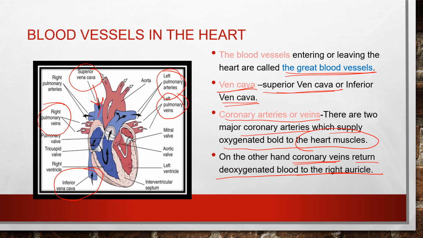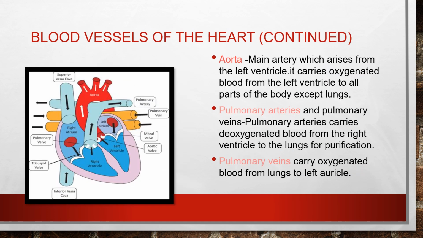So there are two major coronary arteries which supply oxygenated blood to the heart muscles, and on the other hand coronary veins carry deoxygenated blood to the right auricle. Is it clear? Now the aorta, that is the main artery which arises from the left ventricle, and it is carrying oxygenated blood from the left ventricle to all parts of the body except the lungs.